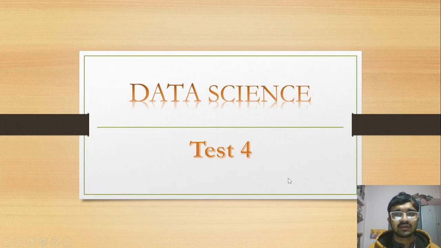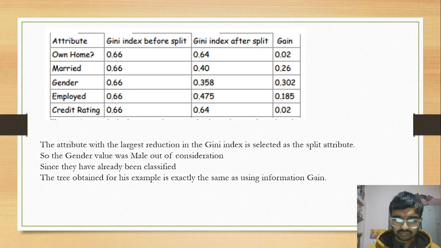So I think you all have understood how we have to perform this Gini index problem with information gain. In this way we have completed our test 3 of data science. Thank you.